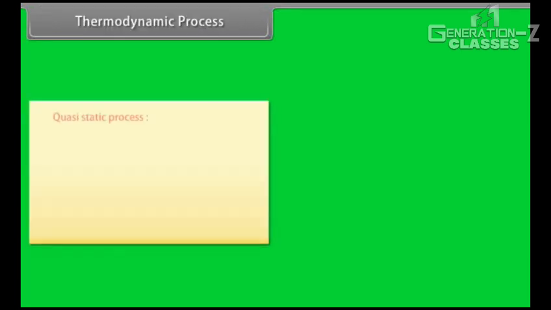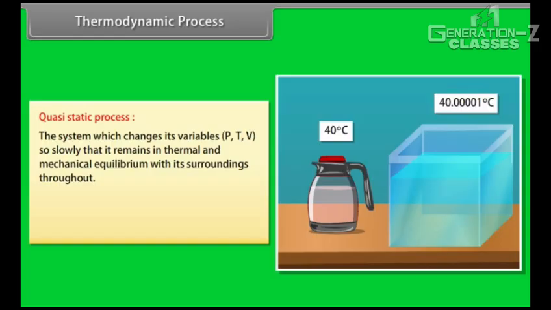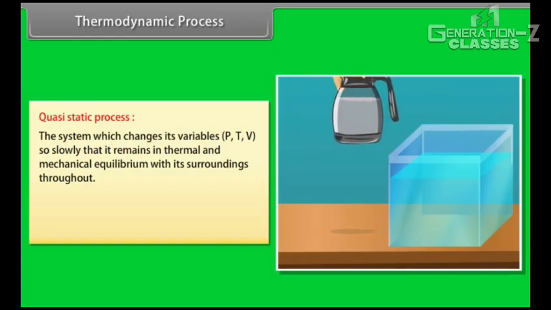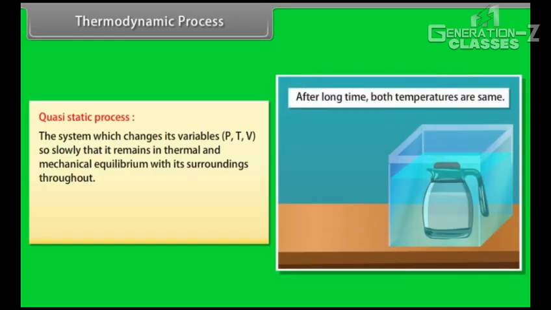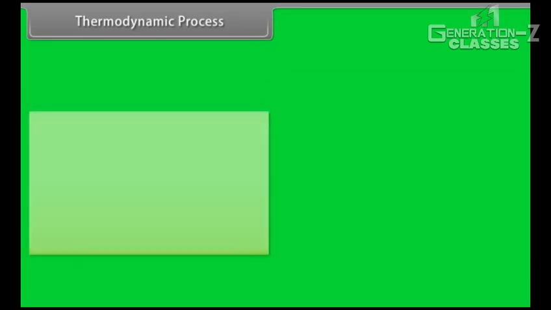Thermodynamic process. Quasi-static process. This is a system which changes its variables so slowly that it remains in thermal and mechanical equilibrium with its surroundings throughout. In a quasi-static process, at every stage, the difference in the pressure and temperature of the system and surroundings is very small.